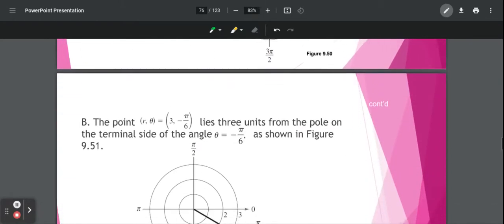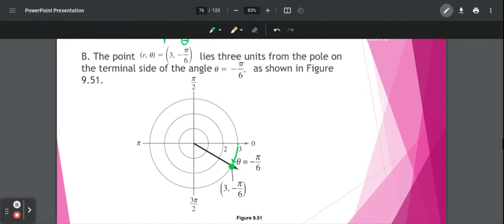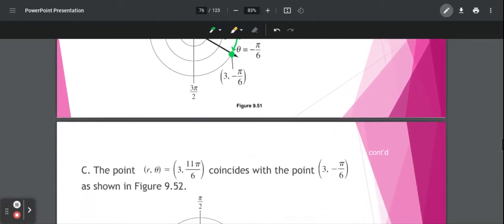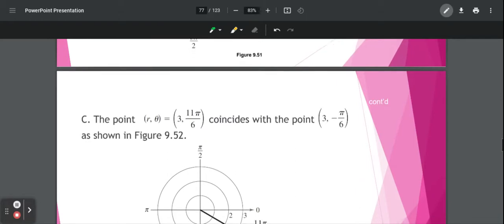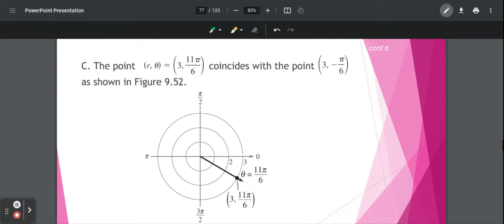On the next one, if we're plotting the point 3, negative pi over 6, remember 3 is your r and negative pi over 6 is your theta. So you would go out 3 and then rotate negative pi over 6 until you get to that point right there. The third point, 3, 11 pi over 6: if you notice, if we went out 3 and then went around in the positive direction 11 pi over 6, that gets us to this point, which is the same as the previous one, 3, negative pi over 6.